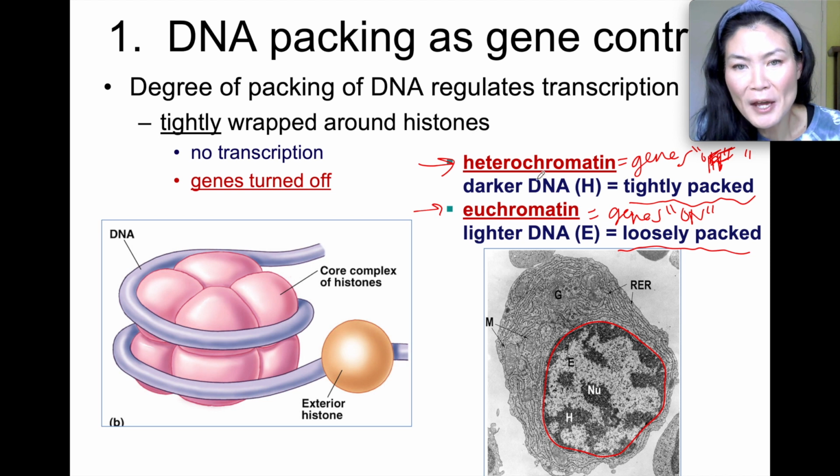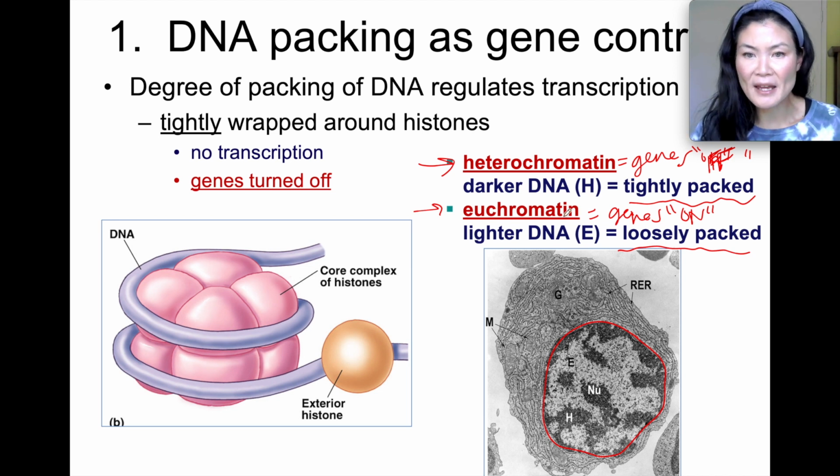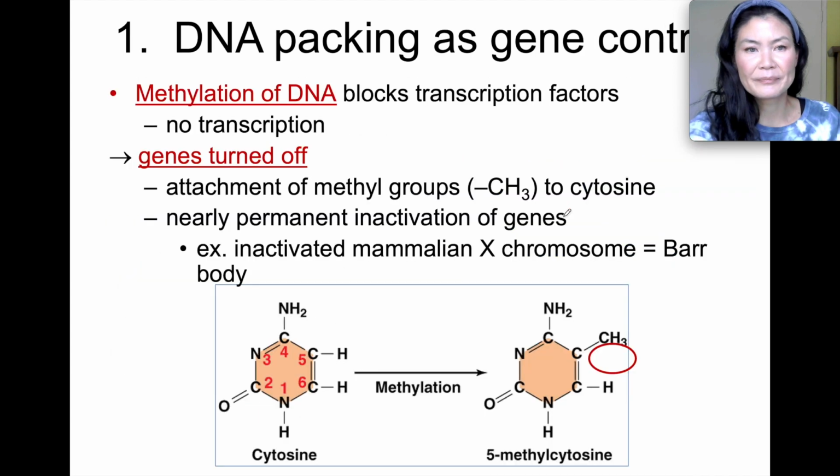But anyways, heterochromatin: dark, tightly packed, condensed DNA. RNA polymerase doesn't have access to those genes. Genes are turned off. Euchromatin: lighter DNA, loosely packed. Those genes are turned on, where RNA polymerase can access those genes.